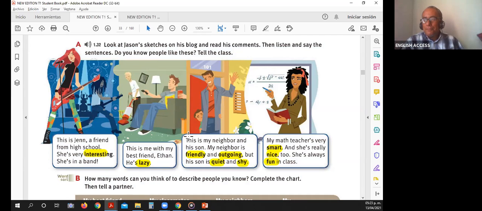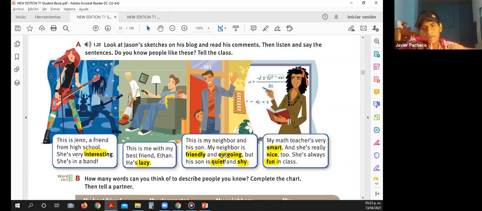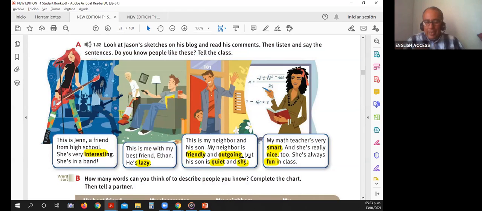Number three, this is my neighbor and his son. My neighbor is friendly. What means friendly? Amigable. Exactly. And outgoing. Extrovertido. More or less, not really extrovertido. Outgoing.